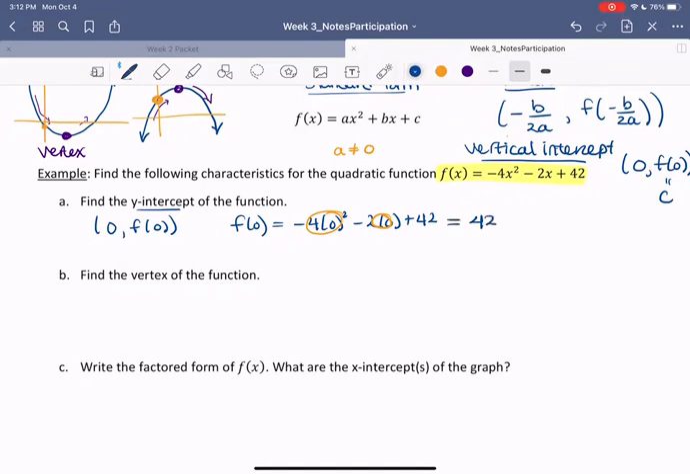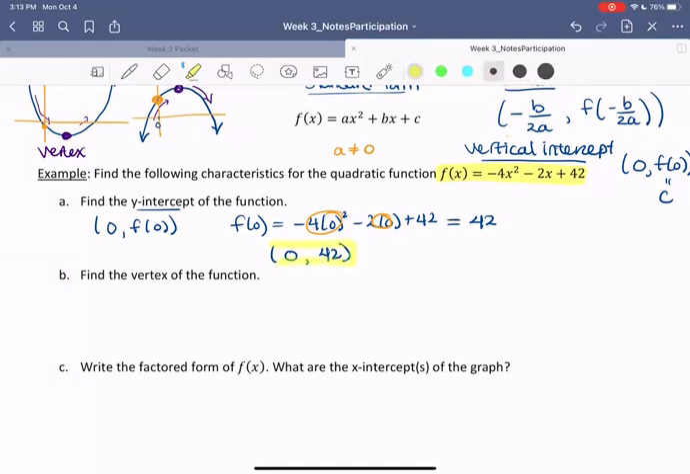Now, is our vertical intercept 42? Not quite. Remember that our vertical intercept is a point, so it's a tuple. The input is 0, because when we have a vertical intercept, our input is 0. Then our output is 42.